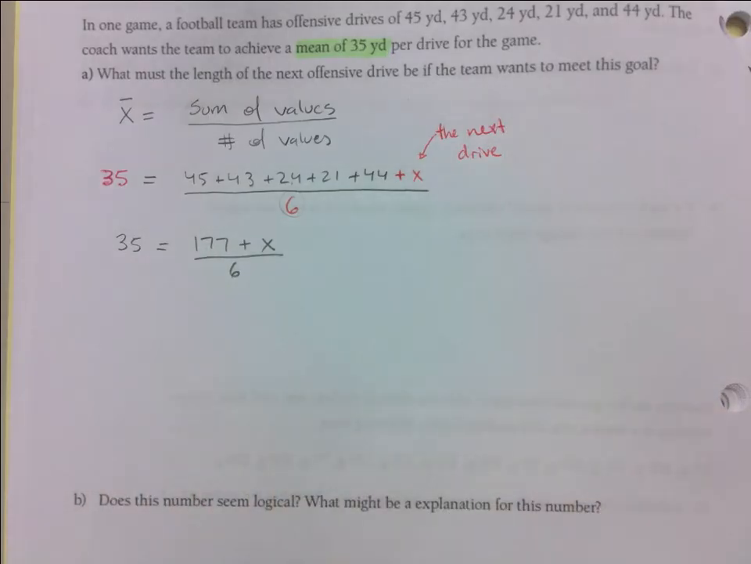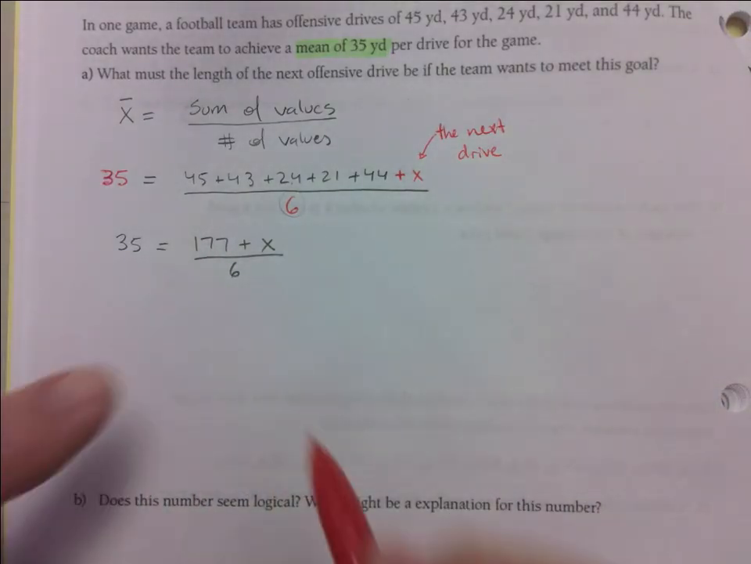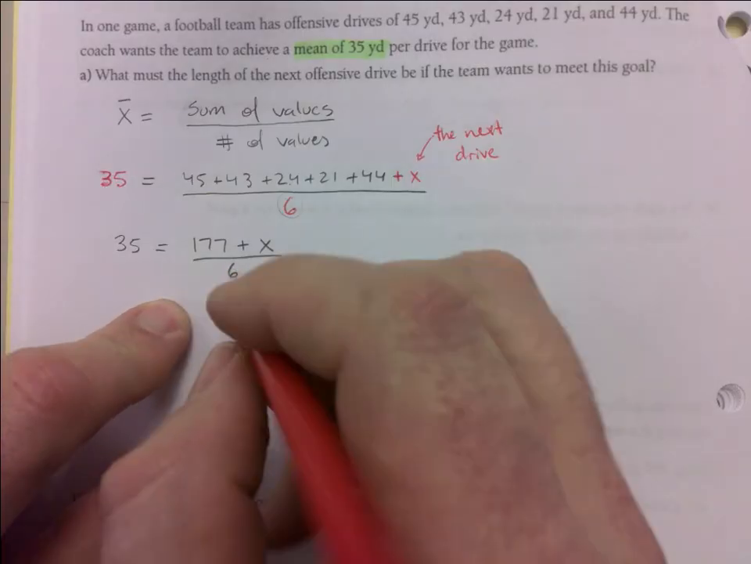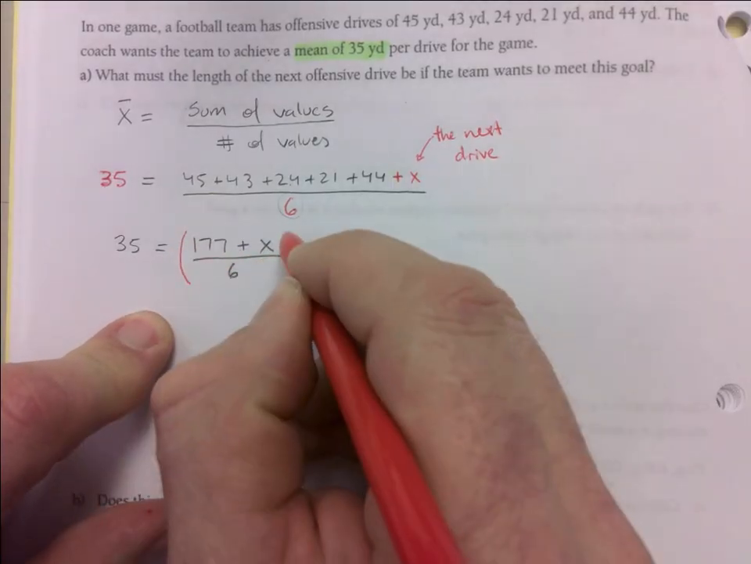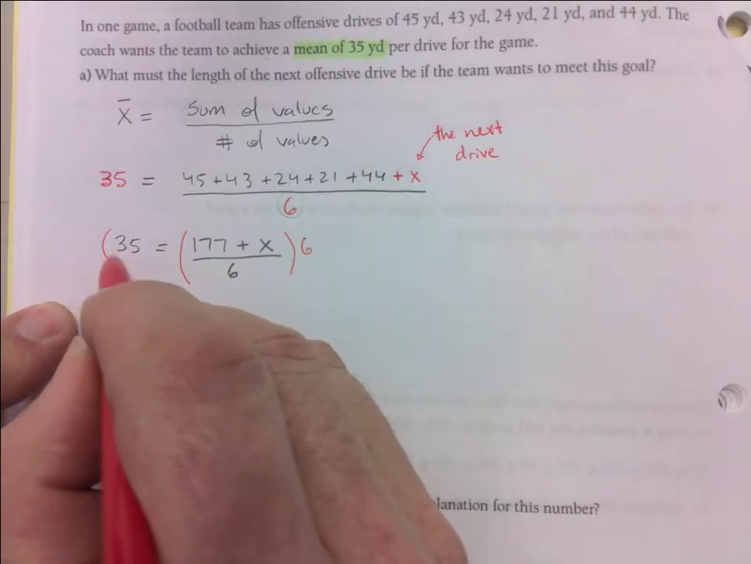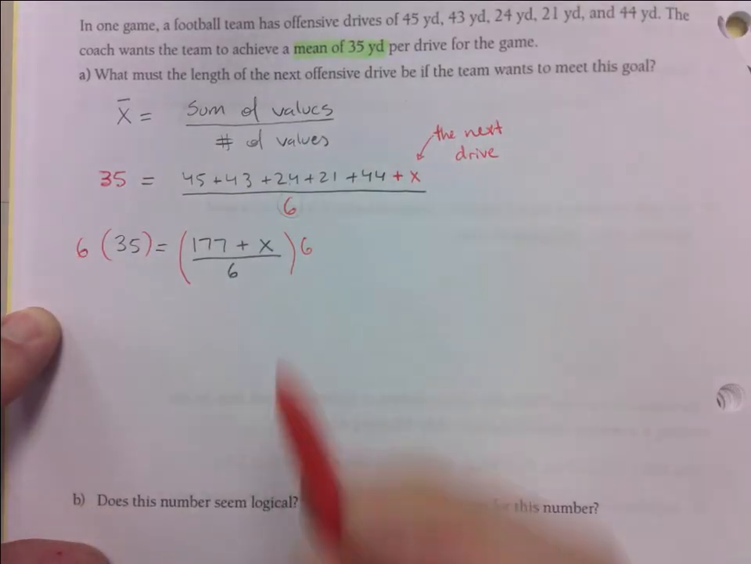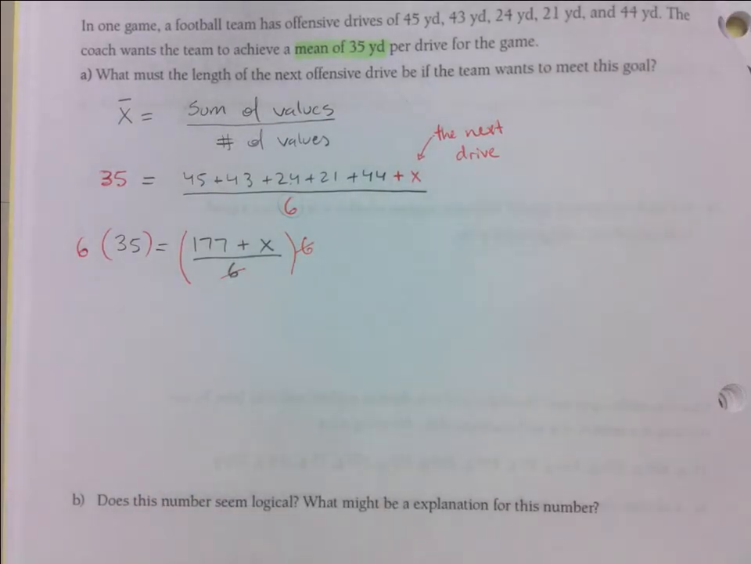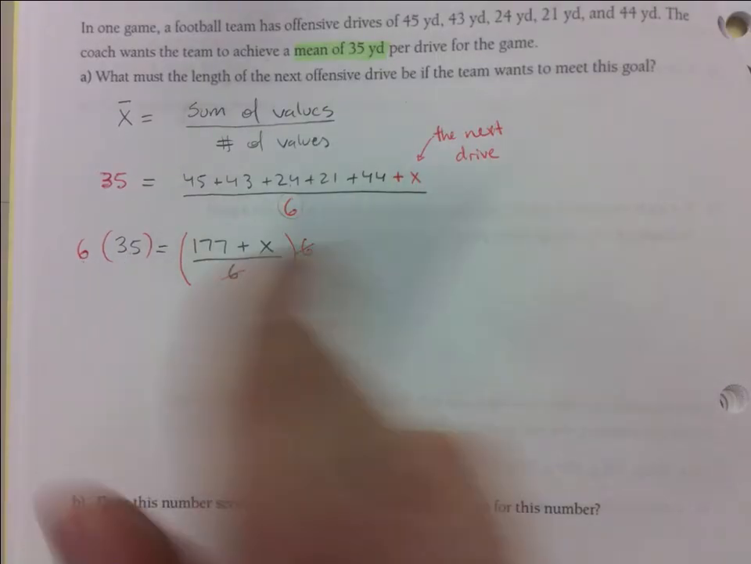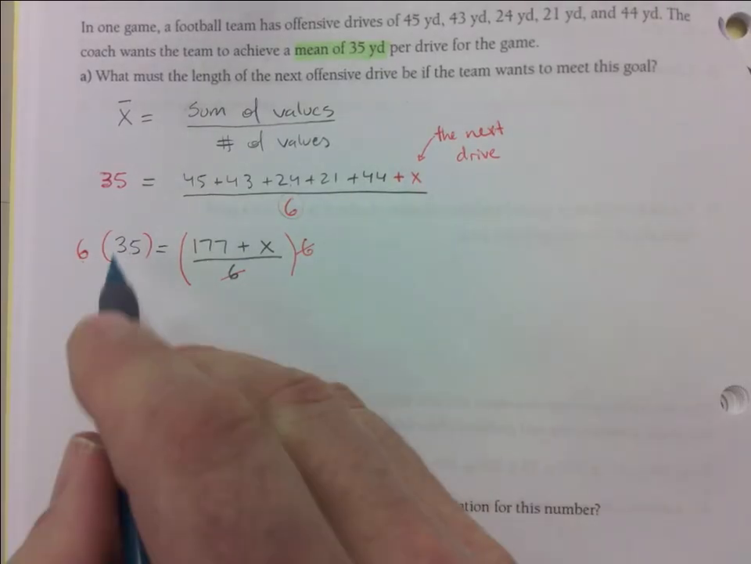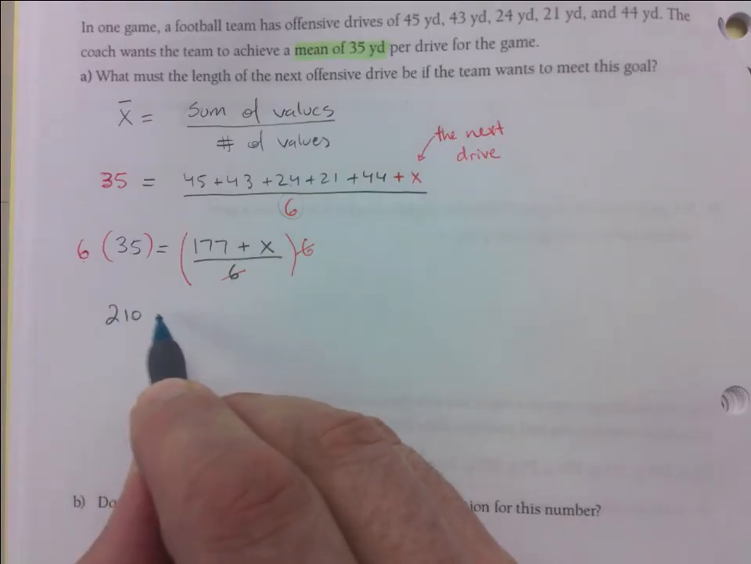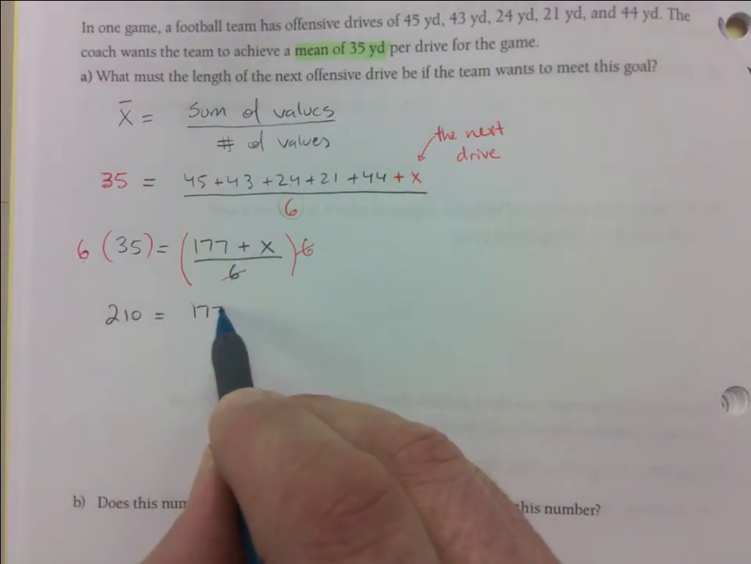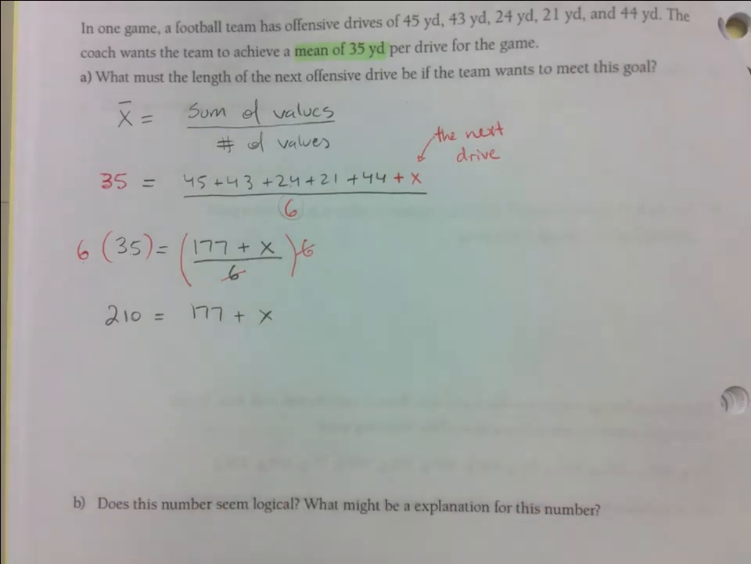Now, we do reverse operations. So the first thing I do is I want to get rid of this 6. So I multiply both sides by 6 in order to cancel it out like that. Okay? So 6 times 35 gives me 210 on this side, and I'm left with 177 plus x. Hey, easy.